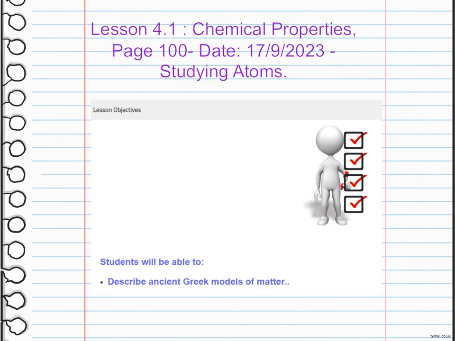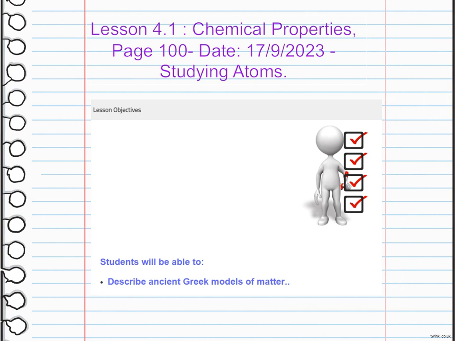We're going to talk about the chemical properties, and we're going to start by describing the ancient Greek models of matter. So the Greek model of matter was proposed by ancient Greek philosophers that suggested that matter is composed of tiny invisible particles called atoms.